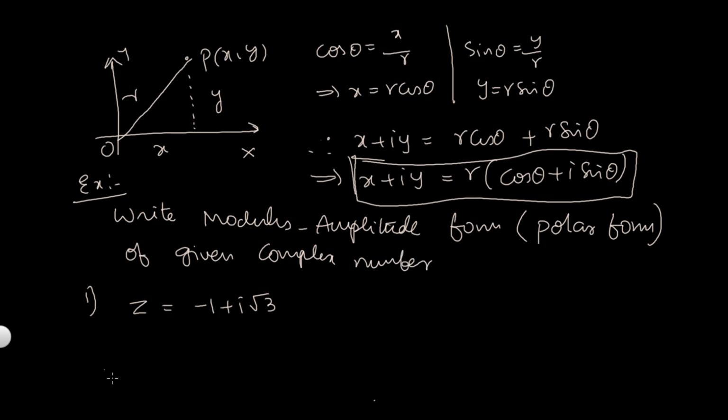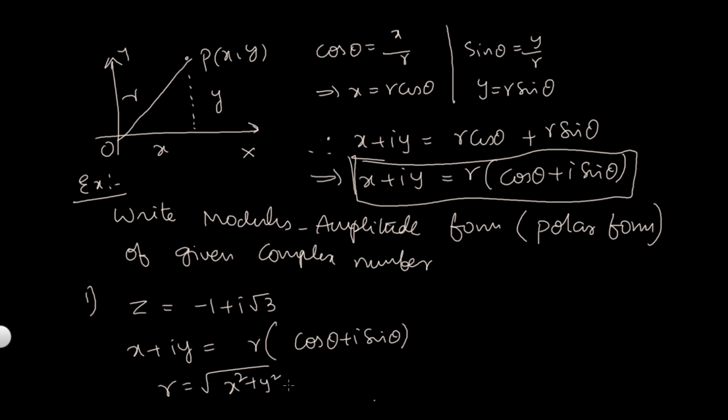The formula for the modulus amplitude form is x plus iy equal to r into cos theta plus i sin theta, where r equals root over x square plus y square. What is x here? Comparing with x plus iy, x equals -1 and y equals root 3. Don't take root 3i; many students take root 3i. Take only the coefficient of i.